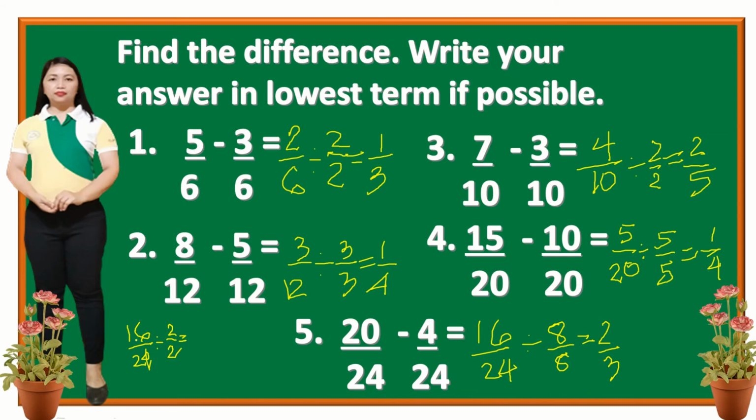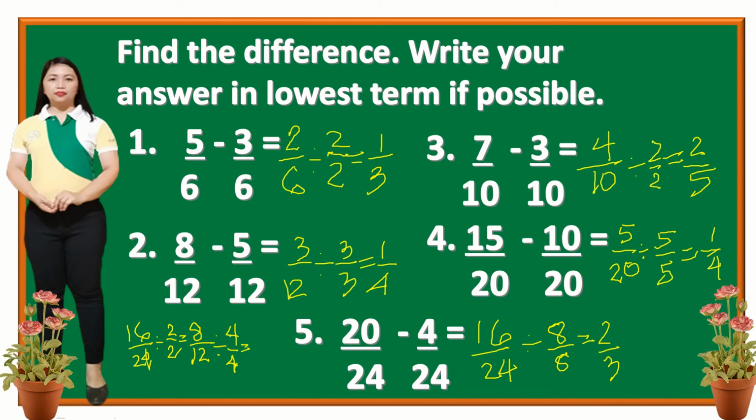Okay, so what is 16 divided by 2? That would be 8. 24 divided by 2, that would be 12. It can still be divided, right? Okay, so we can still divide it by 4. Let us say 4, 4.